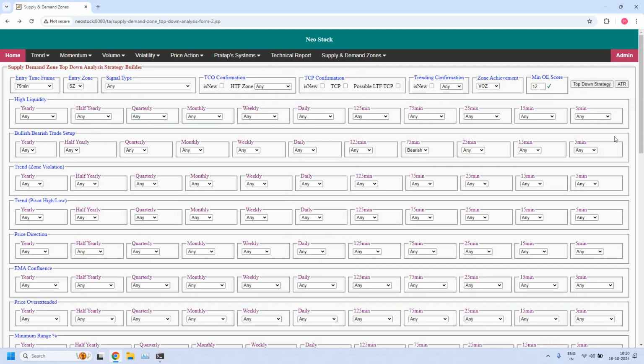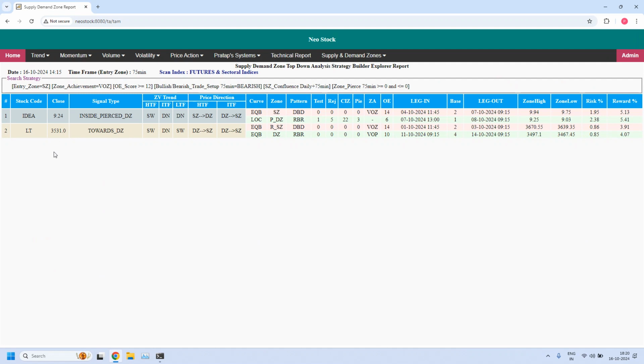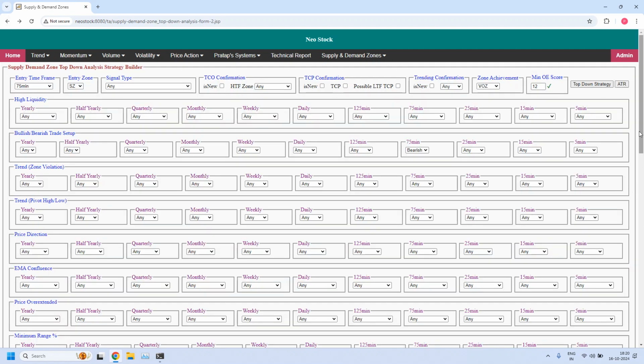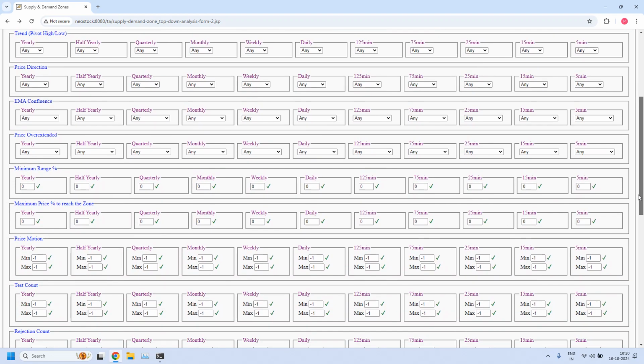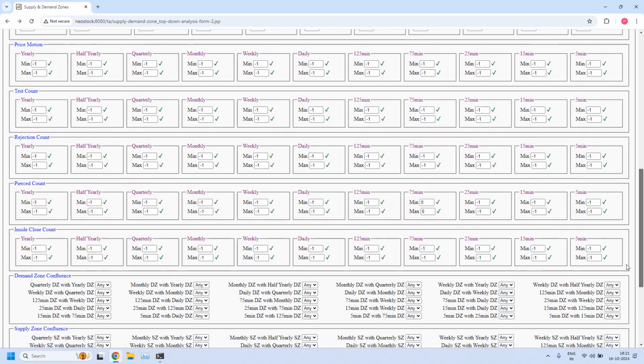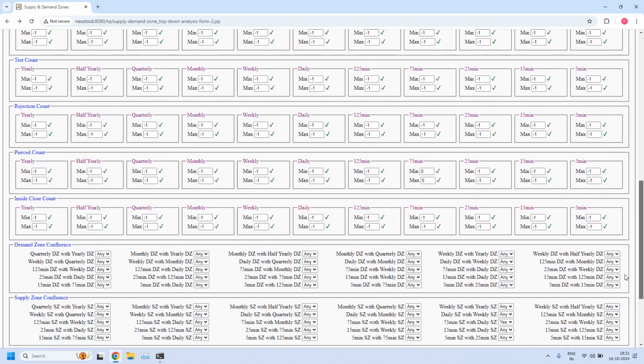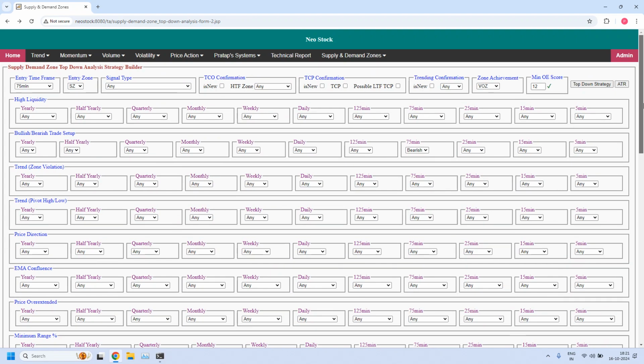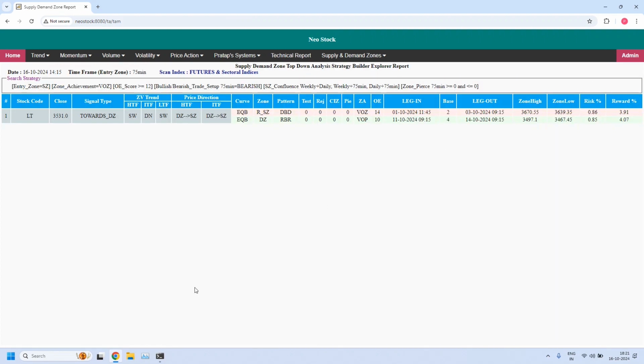Without EMA confluence, we got two stocks, right? Yeah, these two. Let's verify if any of these stocks are having HTF confluence. So in the supply zone confluence, I am enabling the 75 minute supply zone with weekly supply zone HTF confluence, and also daily supply zone with weekly supply zone. The 75 minute supply zone with daily supply zone was already enabled; previously we set it. With all the three filters, one stock is filtered.